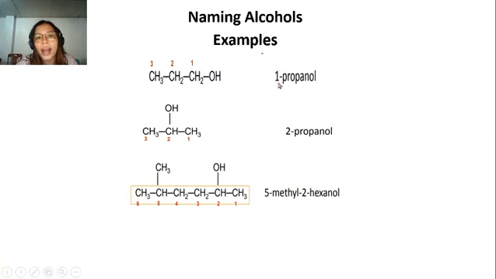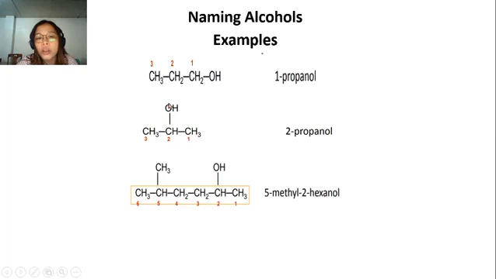And then 1, because our hydroxyl group is attached to the first carbon, which makes it 1-propanol. Propanol, we all know, this is the structure, the chemical formula of our propane. The E in propane is dropped and replaced with -ol. Next, we have 2-propanol.